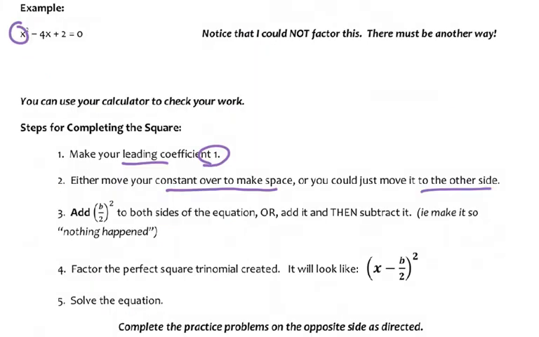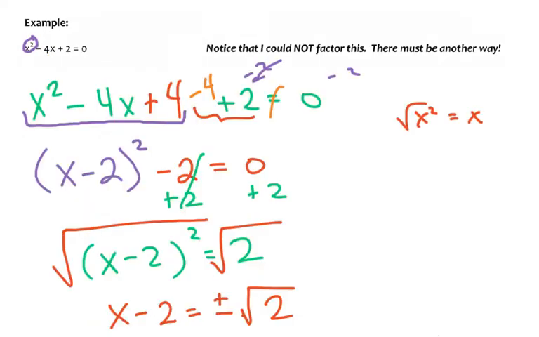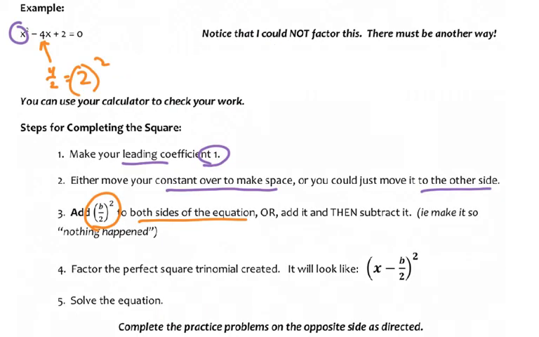Okay, now the next part, this is where it gets a little bit tricky and you have to pay attention. You're going to take your b, which is this number right there, and you're going to take half of it. So we did 4 divided by 2 is 2, because remember I said 2 times 2 is 4, and then you're going to square that. And that's what you're going to add to both sides, or you can add it and then take it away. So that's what I did here. First I said you could add 4 right there, but then I said, but let's just take it away from this side. So what you're doing is you're making it so like nothing ever happened.